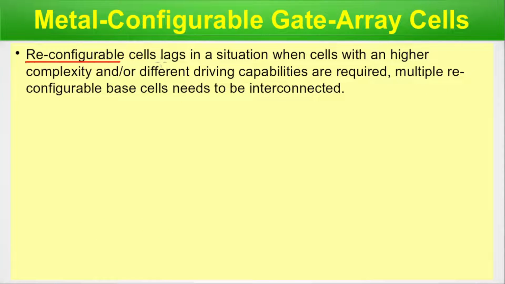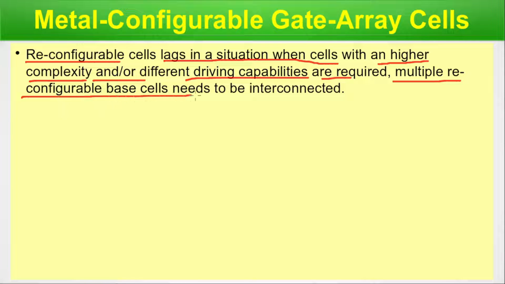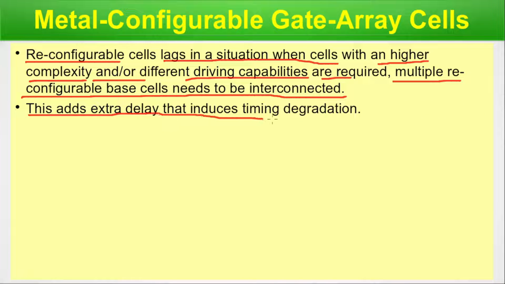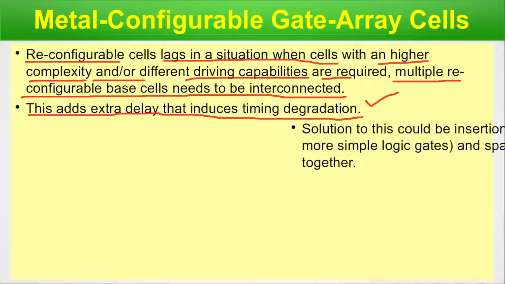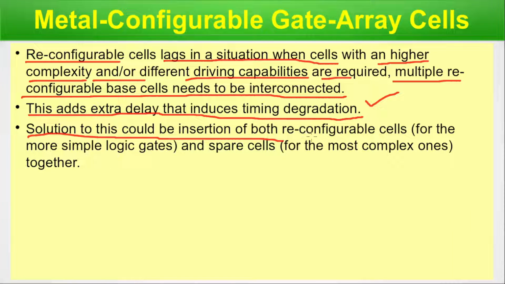Metal-Configurable gate array cells. Reconfigurable cells lag in the situation when the cell is of higher complexity and/or different driving capabilities are required. Multiple reconfigurable cells need to be interconnected. This adds extra delay, which includes timing degradation, that means performance degradation. A solution to this could be to use both reconfigurable cells for the simpler logic and spare cells for the more complex logic together. So this could be one solution.